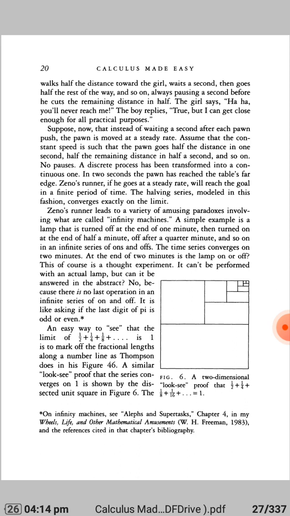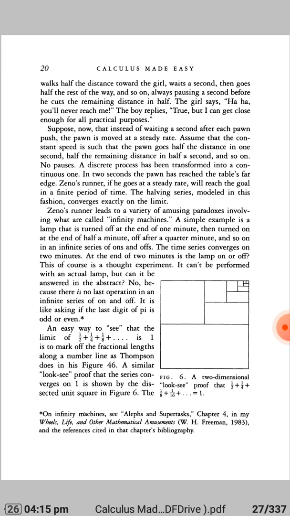Assume that the constant speed is such that the pawn goes half the distance in 1 second, half the remaining distance in half a second, and so on. No pause. A discrete process has been transformed into a continuous one. In 2 seconds, the pawn has reached the table's far edge.